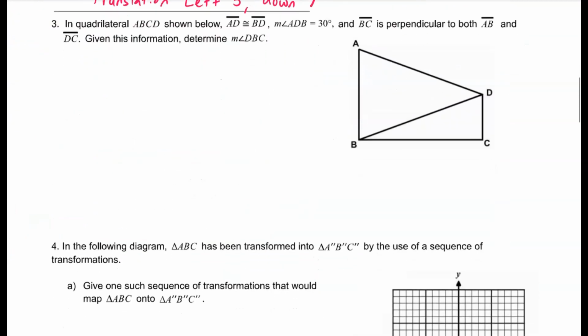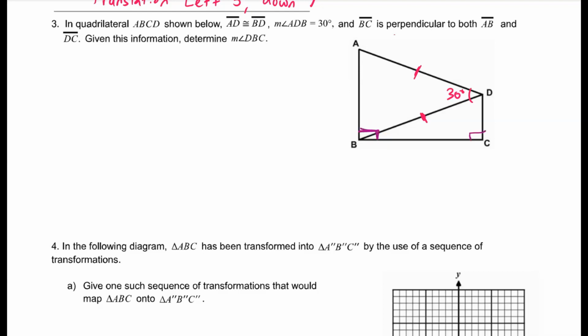For number 3, in quadrilateral ABCD shown below, AD is congruent to BD, and angle ADB, right there, is 30 degrees. BC is perpendicular to both AB and DC. So remember that perpendicular lines create right angles. So if BC is perpendicular to both of the sides it touches, that means this is going to be a right angle right here, and this is going to be a right angle right there.